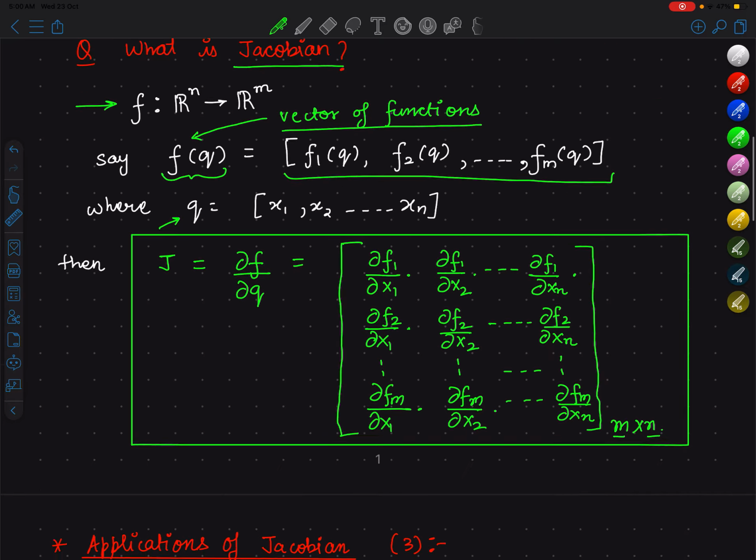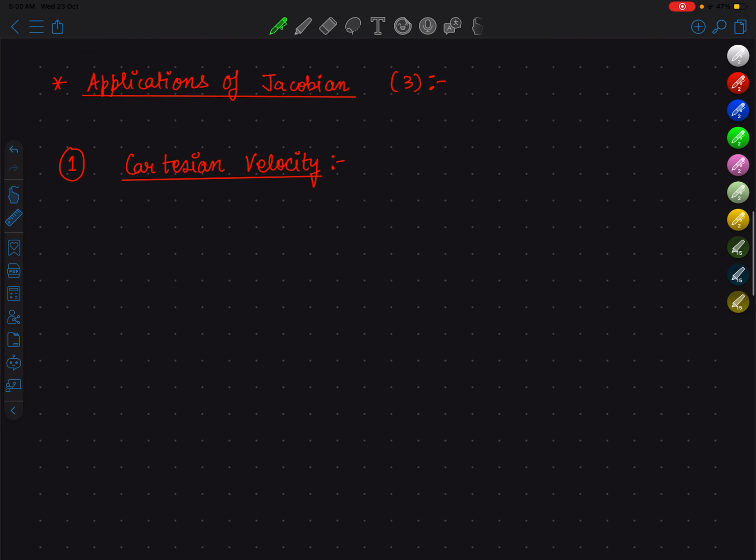Now let's start with the lecture. We'll discuss the applications of the Jacobian: how is it helpful, and where we can use it. We'll see three applications of it, one by one in each subsequent video. Today we are going to discuss the first application, calculating the Cartesian velocity. So let's first look at the theory: how are we going to calculate the Cartesian velocity from the joint velocities using a Jacobian.